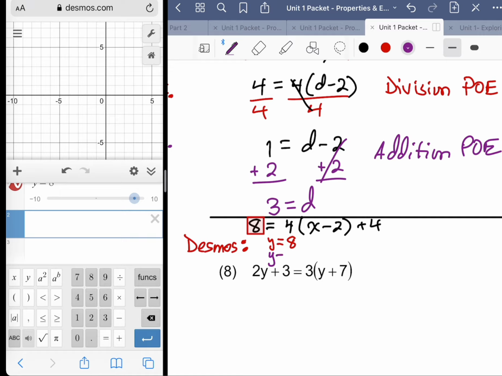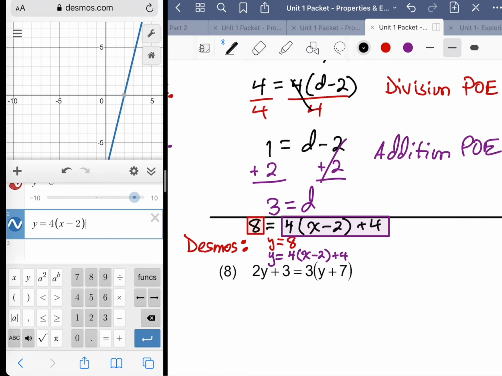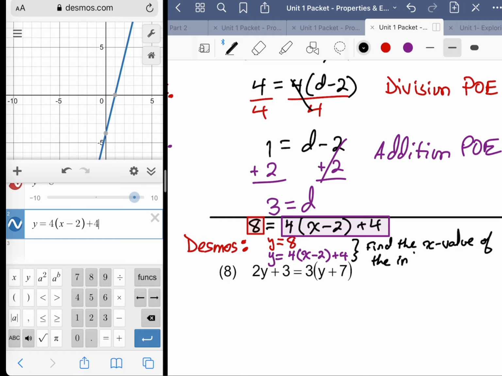Then you're going to write y equals whatever the right-hand side of the equation is, without making any algebraic adjustments. So leave it as is. So y equals 4 parentheses x minus 2 plus 4. All right? Then you're going to find the x value of the intersection.